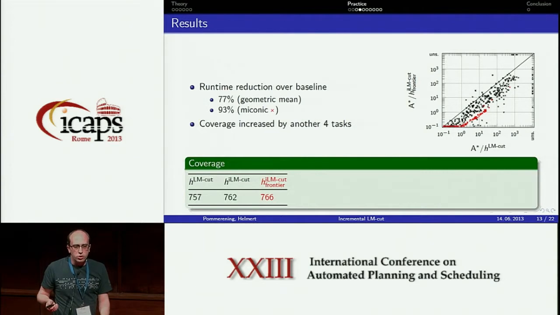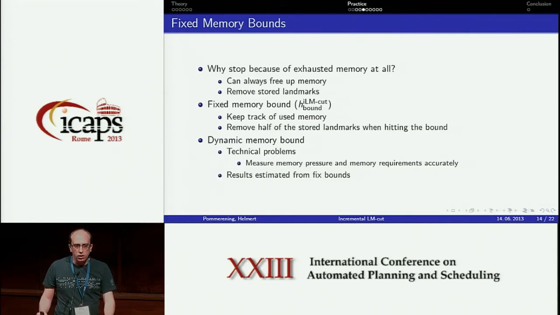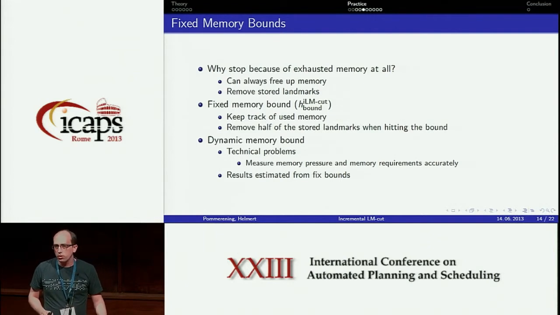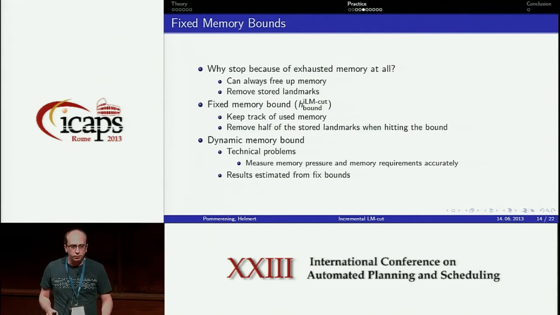And the overall coverage increases as well. But there is still a problem of a lot of tasks running out of memory. And the question now is, why should we ever stop because of exhausting memory? Because we can always free up some memory just by removing stored landmarks. So always, except the 33 tasks that were running out of memory with LM_cut.